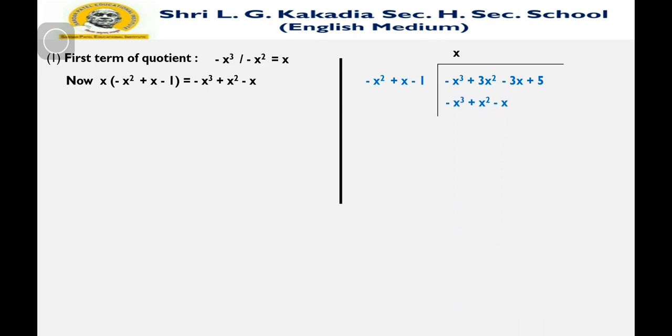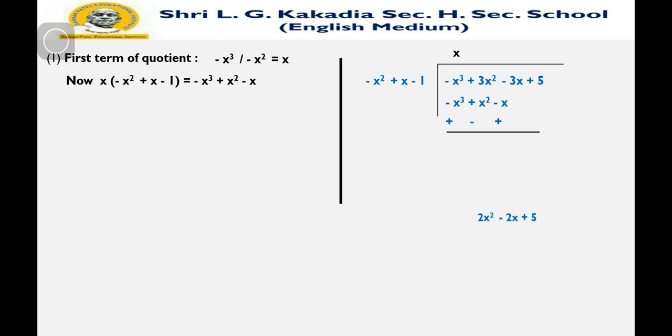So first we change the sign, and we assign this sign to this product, that is x square will be plus, x square will be minus, and x will be plus. And now we subtract this. So x cube minus x cube plus x cube, it will be 0.